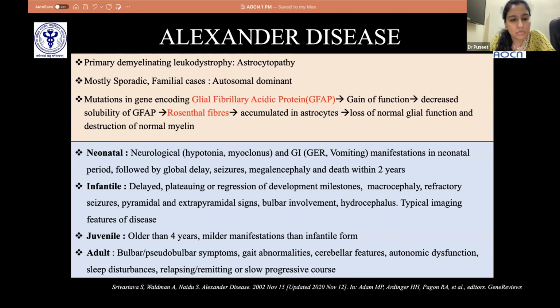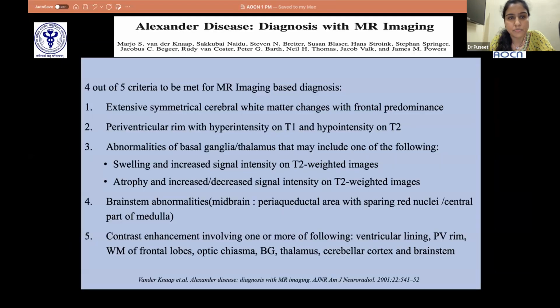In the juvenile phenotype, the onset is usually beyond 4 years of age, and it is also known as the type 2 Alexander disease, and the manifestations are usually milder than the infantile form. Adult Alexander presents as progressive bulbar or pseudobulbar symptoms, progressive gait abnormalities, cerebellar signs, autonomic dysfunctions, sleep disturbances, and the course is either relapsing remitting or slowly progressive.